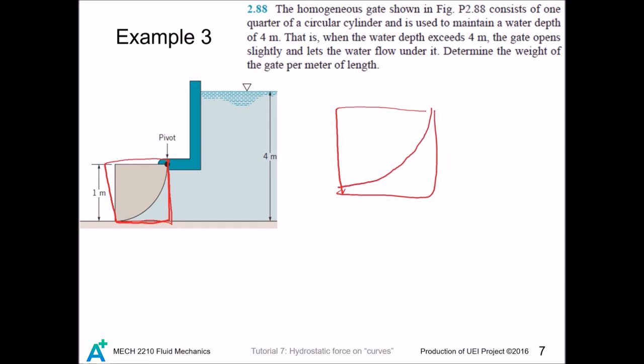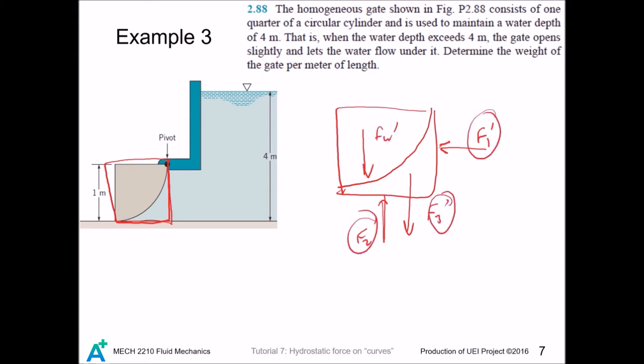The vertical force from the bottom, the hydrostatic force on the side, the weight of the water, the weight of the gate. And we label the four forces. Since we are just interested in the force per unit length, we add primes again. And again, we shall note these three forces. So we quickly find these three forces.